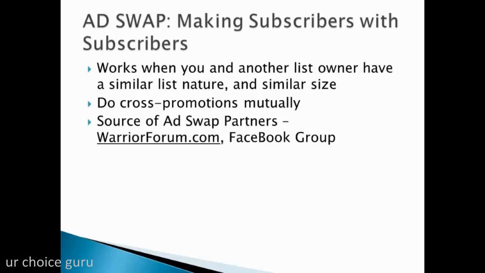So we have already talked about starter traffics, and you can start using them right away. Implement any of these methods, and you can pick one or two of them and start developing them to drive traffic to your website. See some results, and when you start having some subscribers, you can start making exponential subscriber counts from here on. And I call this the AdSwap. It works when you and another list owner have a similar mailing list nature and size.